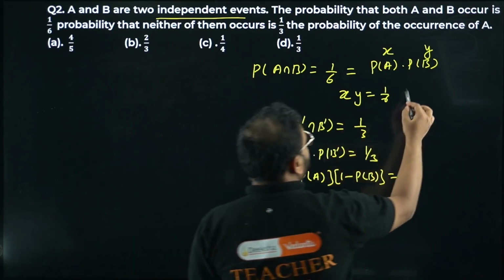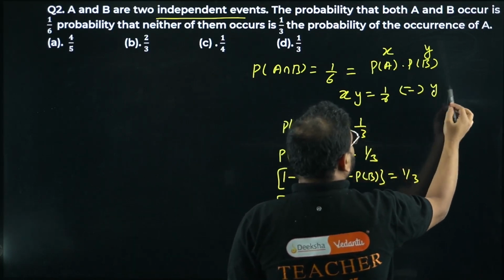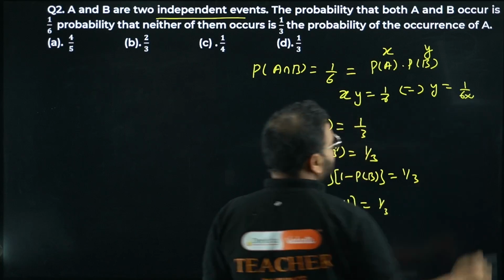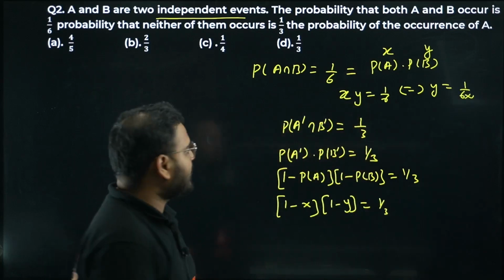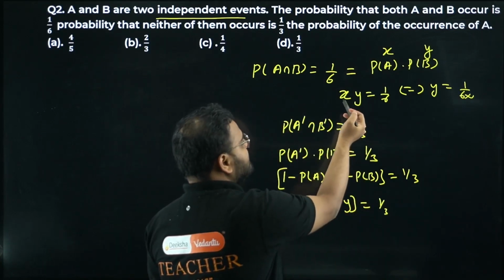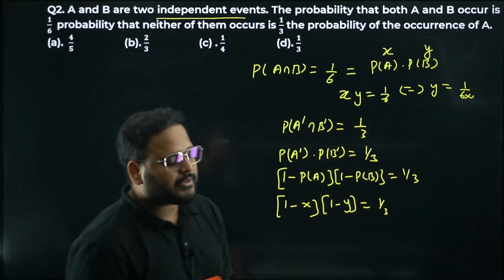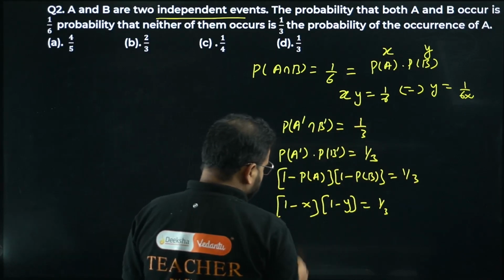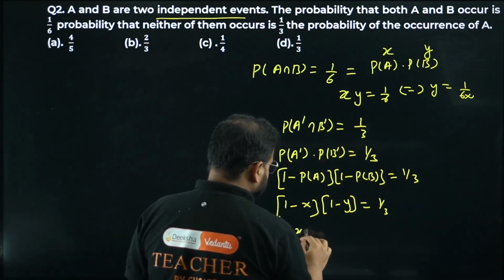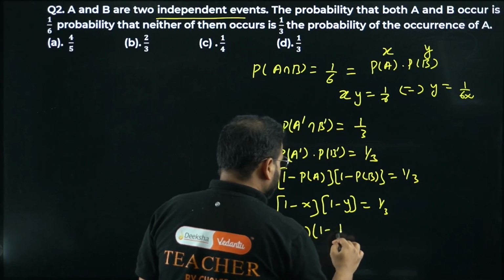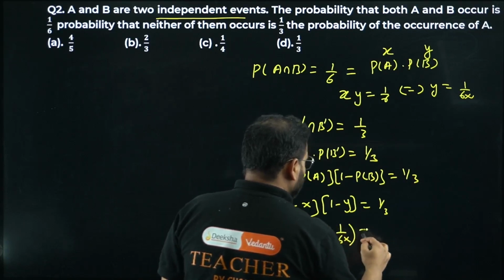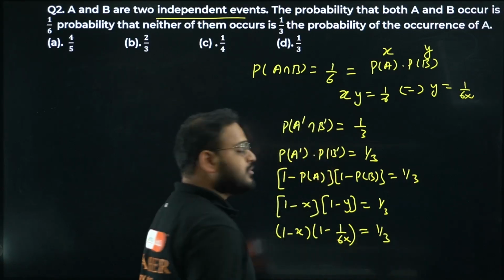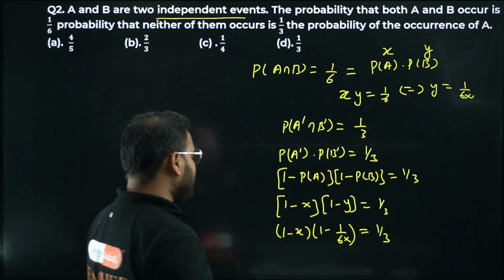Now from here I can write the Y value. Y will become simply 1 upon 6X. From XY equal to 1/6, I can take this X to the other side, and it will become 1 upon 6X. So what I have here, please expand: 1 minus X, and 1 minus 1 upon 6X, equals 1/3. Can I expand it over here?